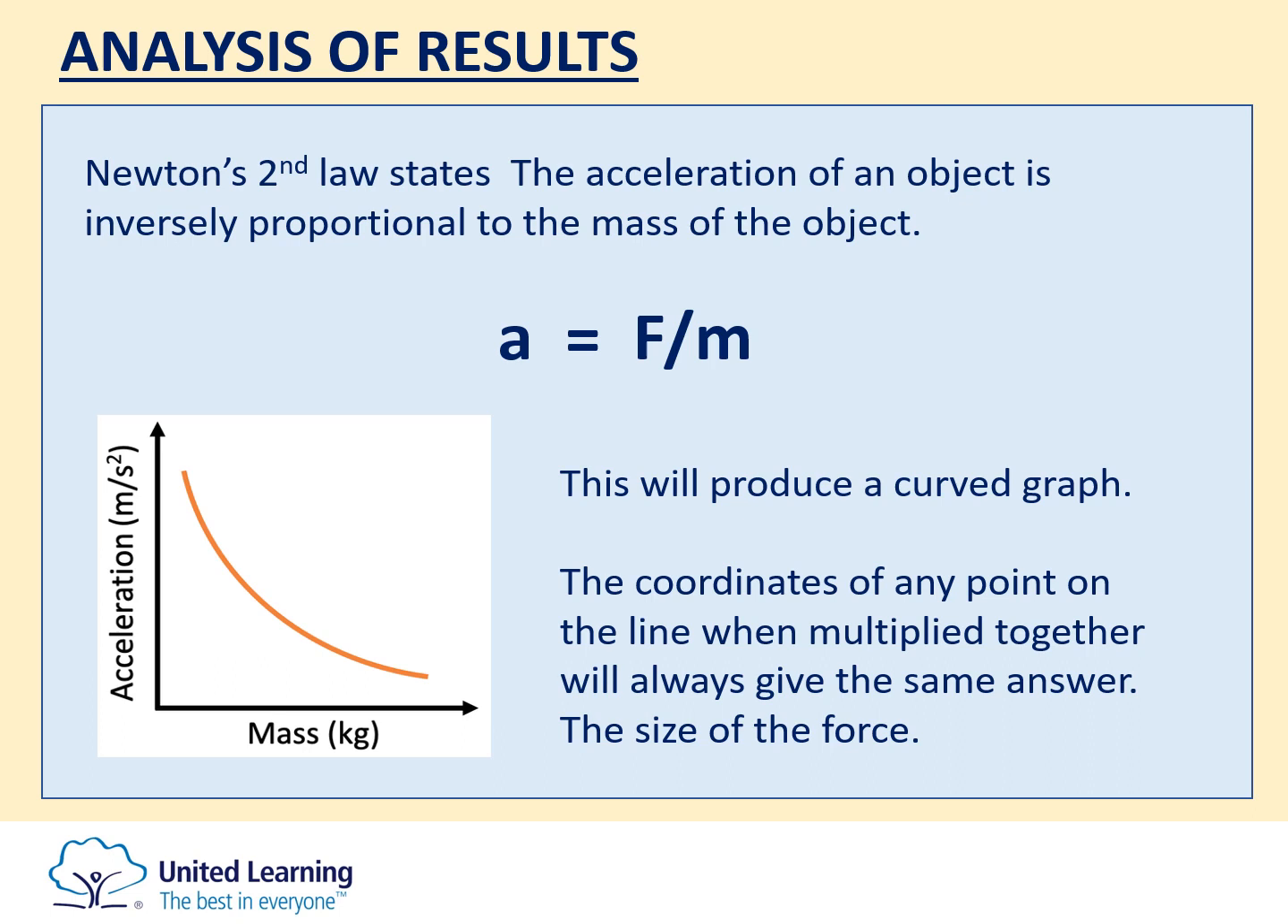Now, if you're asked to prove that this relationship is inversely proportional, what you need to do is to pick a minimum of two, ideally three points that are on the curve. Take the mass value for those points, take the acceleration value for those points, and multiply the two numbers together. And for each set of points that you pick, you should always get the same answer. And that answer will be the size of the force that you had driving the trolley.